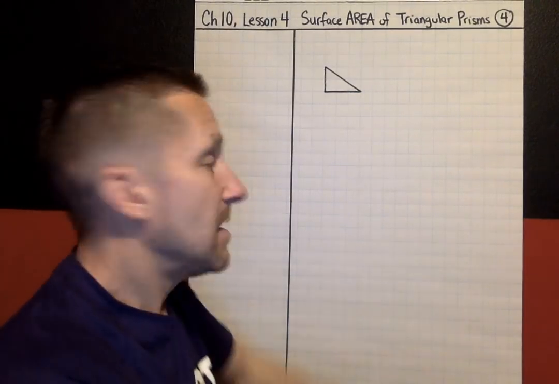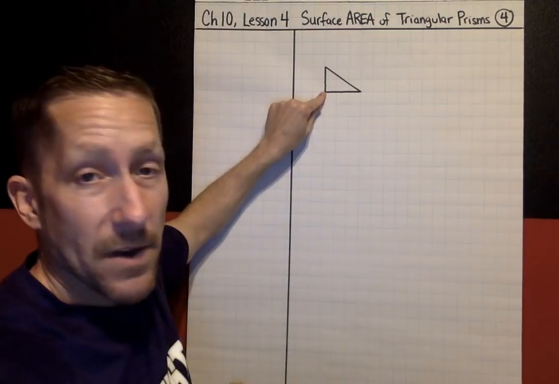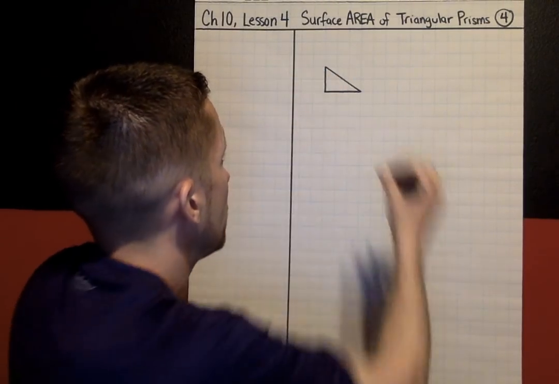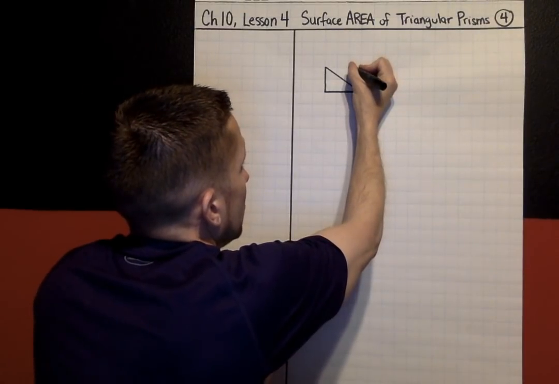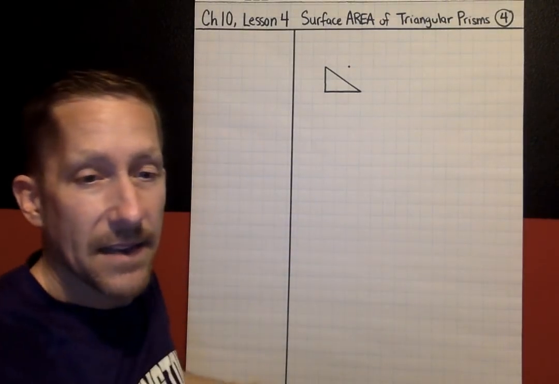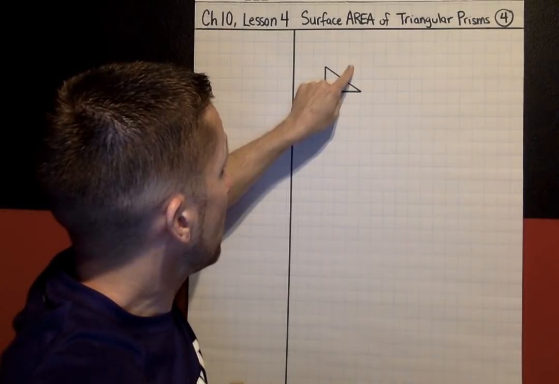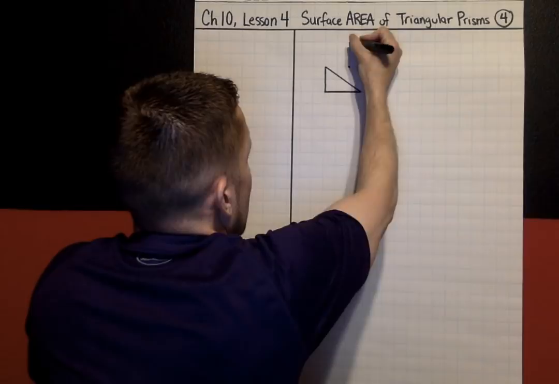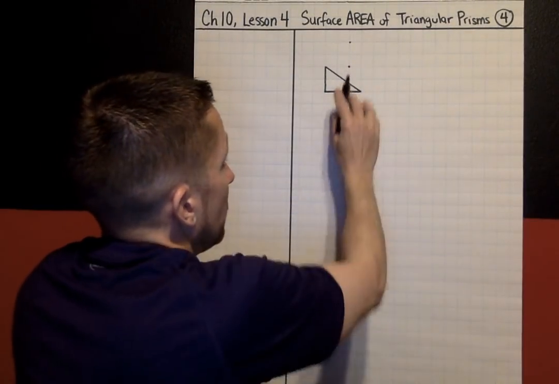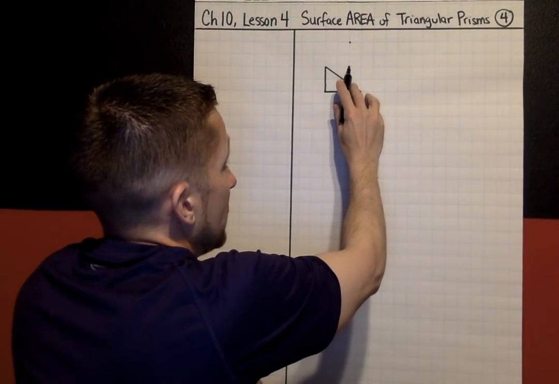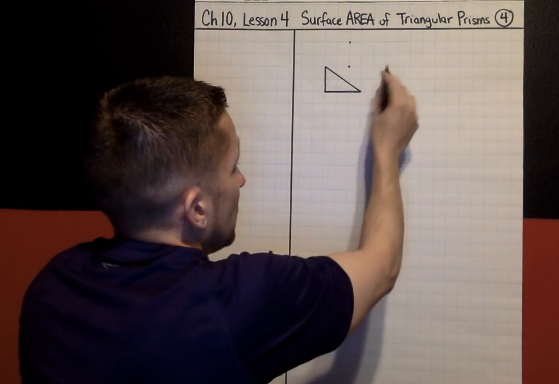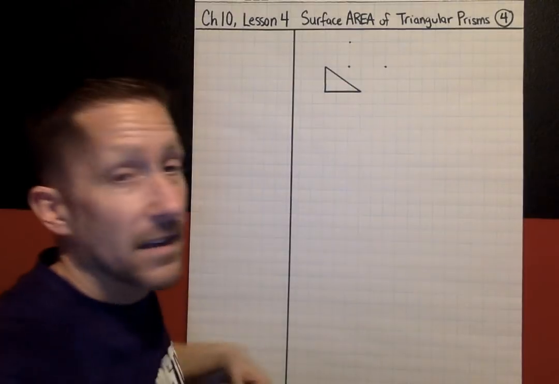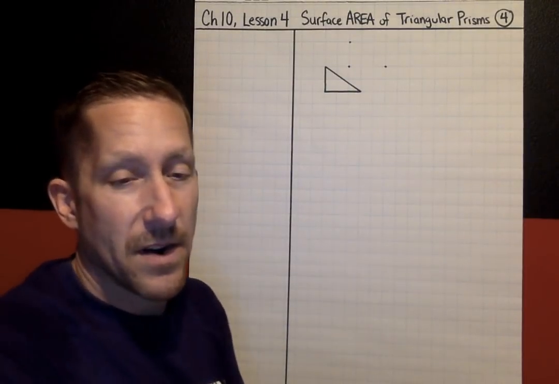Now, from this corner, what I want you to do next is to count up 2 and then over 2 and make a dot right there. Just a dot. Not going to draw any lines yet. From this dot, I want you to go 2 boxes up, make another dot, and from this corner dot right here, I want you to count 3 units and make another dot right there. Okay, so that's what you should have on your paper.